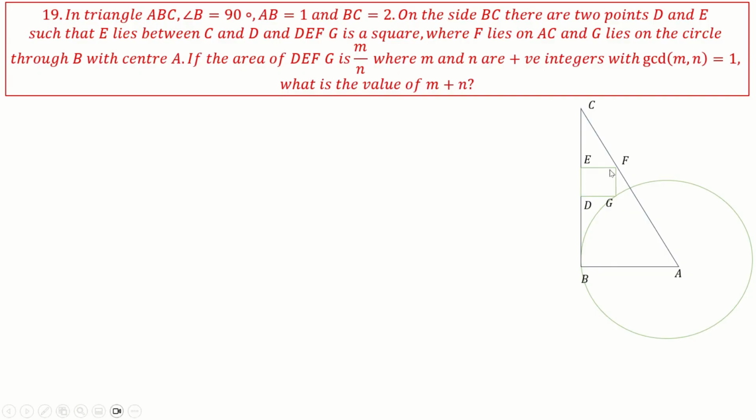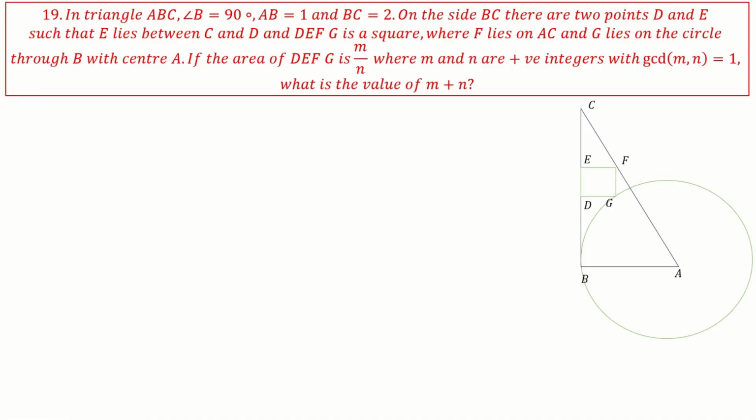DEFG is a square such that F lies on AC. Okay, and where is G? G lies on a circle through B with center A, which means if you draw a circle with center A and AB as radius, G lies on this circle. So this is what it's trying to tell.